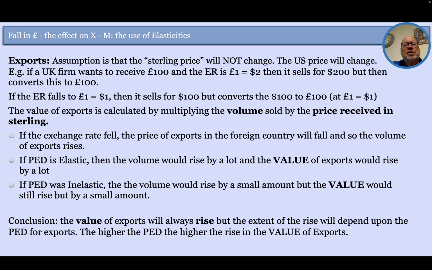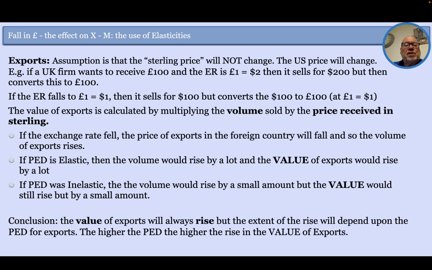So how do you work out the value of exports? The first part of the analysis was the volume of exports, but what's important is the value of our exports and the value of our imports. That's what the balance of payments is about. So if the exchange rate falls, price of exports fall, volume rises. If PED is elastic, that means that the volume is going to rise a lot when the price of my exports goes down. So therefore the value of exports is going to rise a lot with elastic. With inelastic PED, the volume is still going to rise, but it's going to rise by a much smaller amount when the price in America goes down.